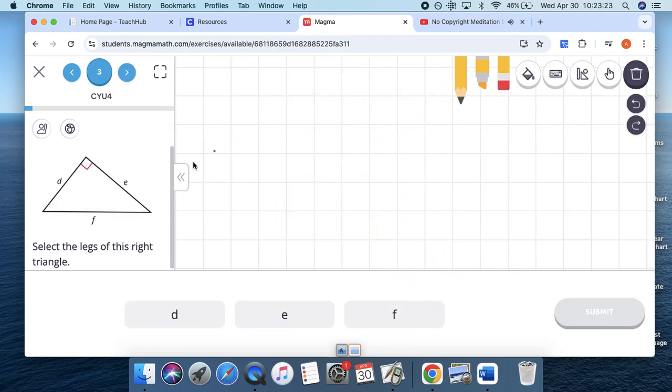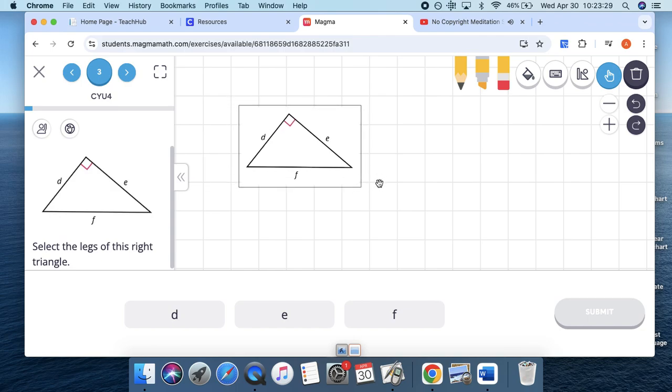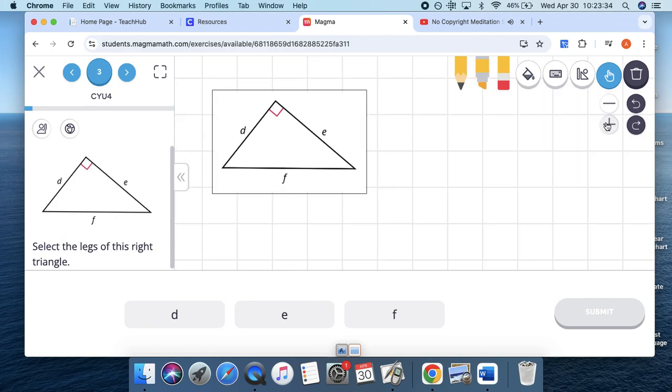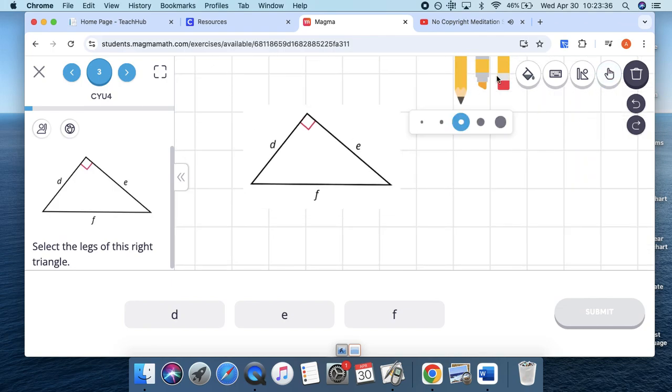Again, well, not again, because I have no idea what the question is. So let's select the legs of this right angle triangle. So they're asking you to identify who's the leg and who's the hypotenuse. Remember I told you the easiest way to do this is to find the 90-degree angle, which is clearly labeled here. From the angle, I need you to draw an arrow and point it to the opposite side. So the 90-degree angle is pointing to the side F, which makes this C, which is known as the hypotenuse.